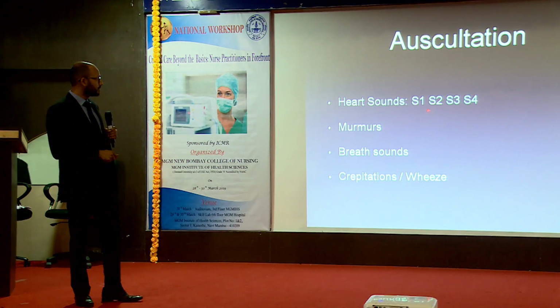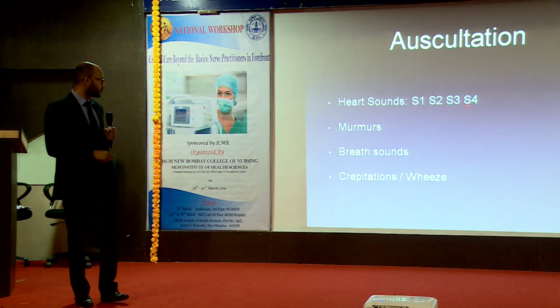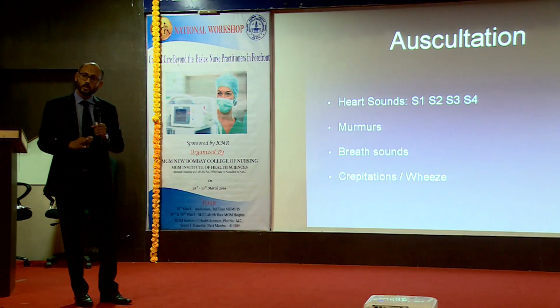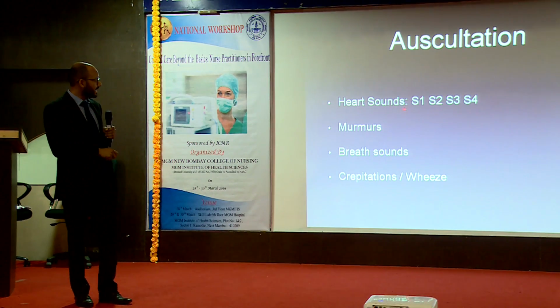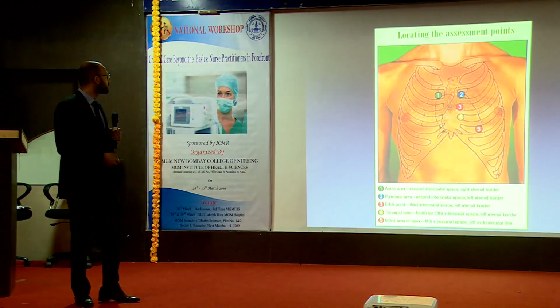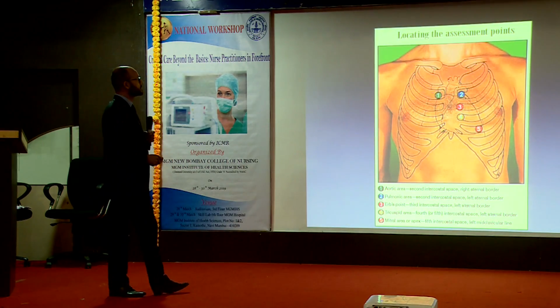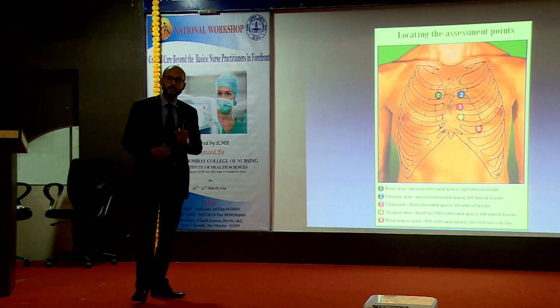So S1, S2 we've already talked about, normal heart sounds. There's something called S3 and S4 as well, which occur in the diastolic part. So between S1 and S2 is the systole, and S3 and S4 is the diastole. We'll talk about that. Murmurs, breath sounds, wheeze. So where do you auscultate? Number one, second intercostal space on the right side, your aortic area.